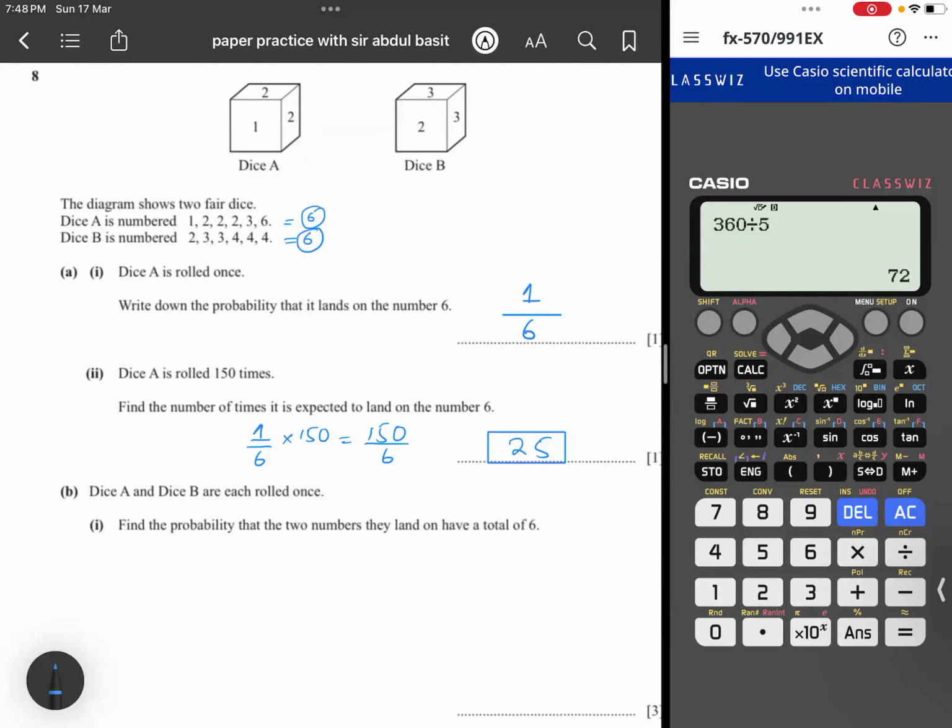Dice A and B are each rolled once. Find the probability that the two numbers they land on have a total of 6. Okay, so we can have how many possibilities, beta? We can have, for example, on dice A, I get 2. And on dice B, I get 4. Yes or no? Yes, sir. Okay. Another possibility would be 3, 3. 3 on dice A and 3 on dice B. Another, sir, 1, 5. 5 तो है नहीं बेटा.